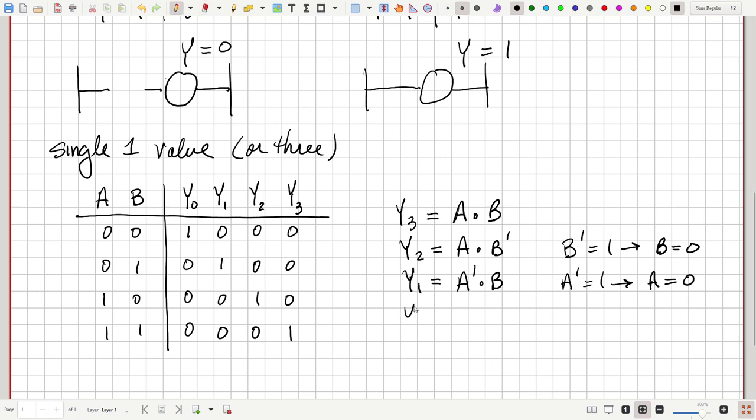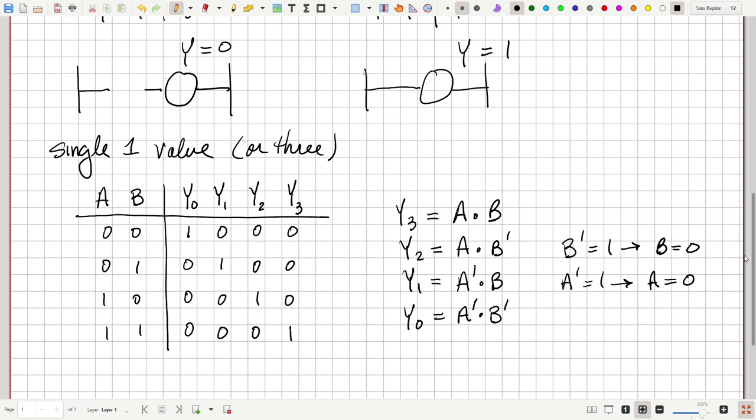And then what about y0? So y0 is 1 when a is 0 and b is 0. So we can write that as, well, a prime is 1 and b prime is 1 when a is 0 and b is 0. Okay, so there are the logic functions corresponding to the different possibilities when we have a single one value in the truth table in the output there.